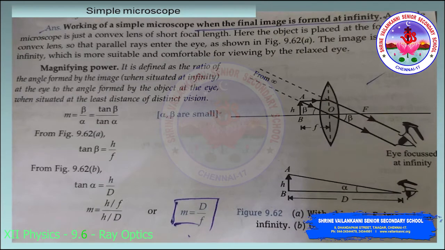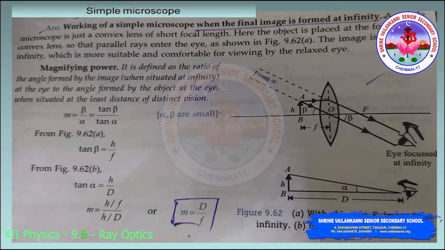The same formula we have to use. So M is equal to beta by alpha, which is equal to tan beta by tan alpha. Here tan beta you have to take as height by focal length, so H by F. And tan alpha is equal to H by D, equivalent to the D value. From the second diagram you can get it, right? The object at the near point, from that we can get this infinity formula. And M is equal to H by F divided by H by D, or we can say the magnifying power M is equal to D by F for the image which is formed at infinity.